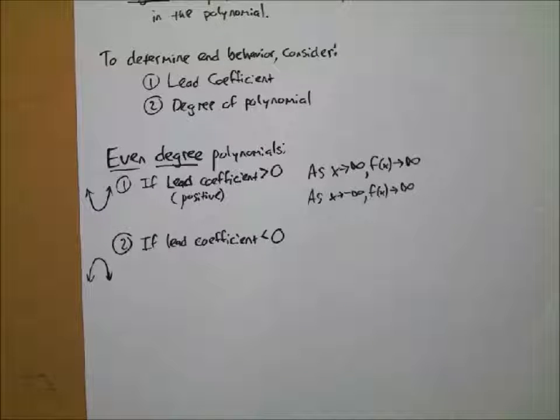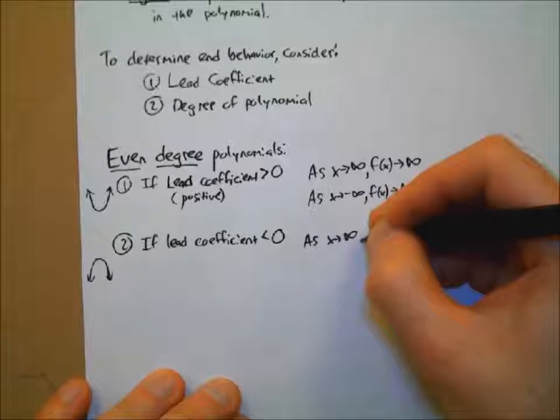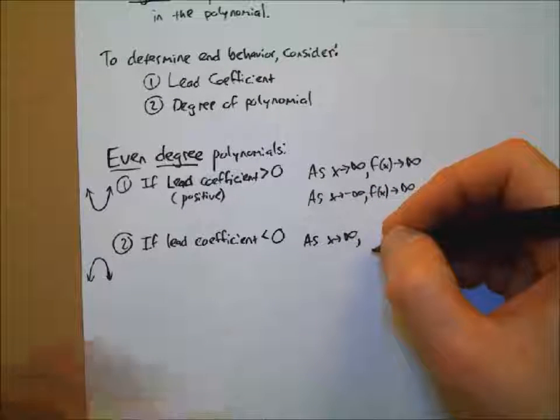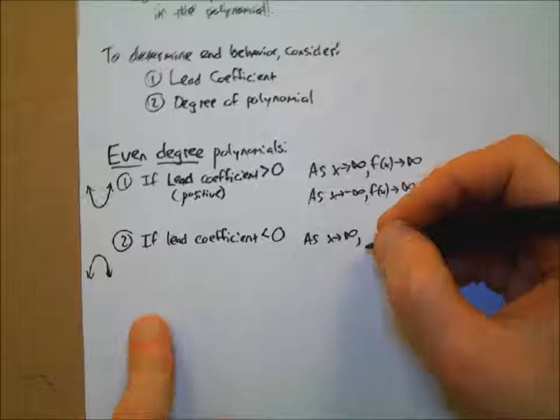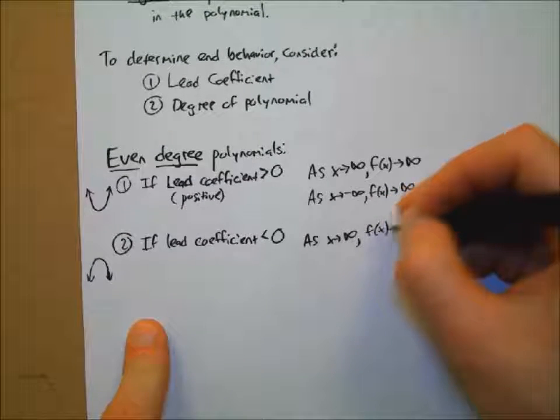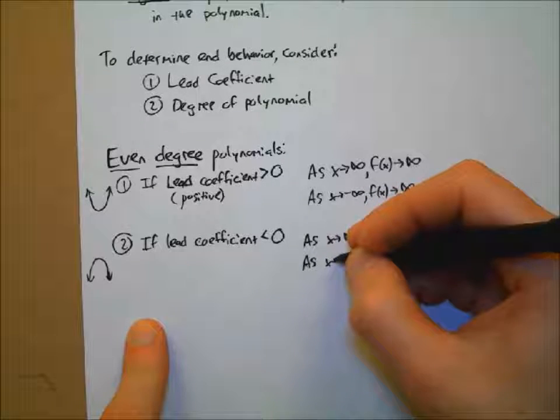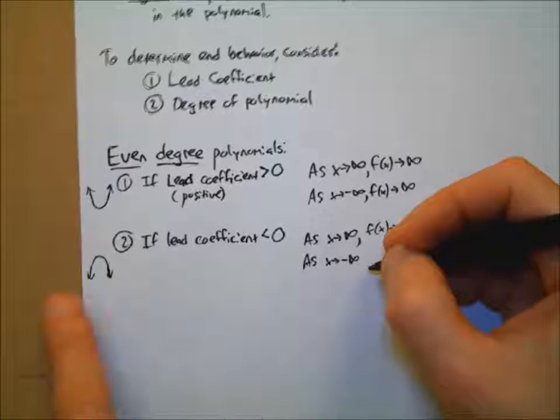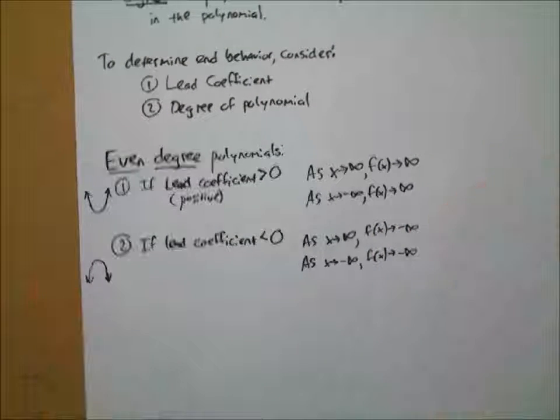Okay, and so now, as x approaches positive infinity, that means as we go farther and farther to the right, what's going to happen? f of x will approach what? Negative infinity. And as x approaches negative infinity, that is, as we go further and further to the left, f of x will also approach negative infinity as well.